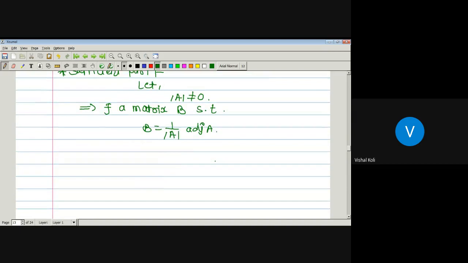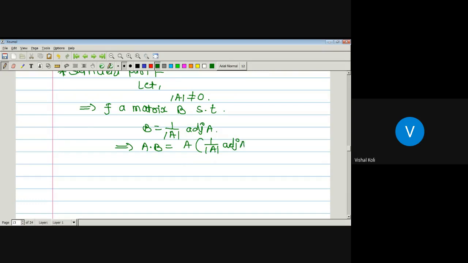Now let us multiply by matrix A on both sides. That means we take A into B. If we take A into B, then it becomes A into 1 upon determinant of A into adjoint of matrix A, which is equal to 1 upon determinant of A into A into adjoint of A. But we know that A into adjoint of A is equal to adjoint of A into A, which is equal to determinant of A into I.